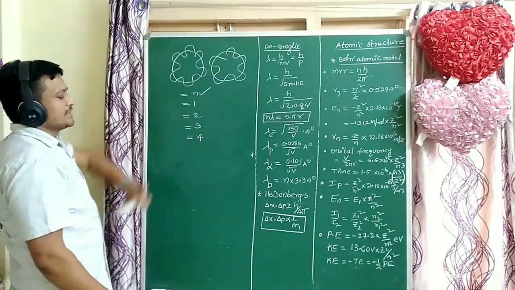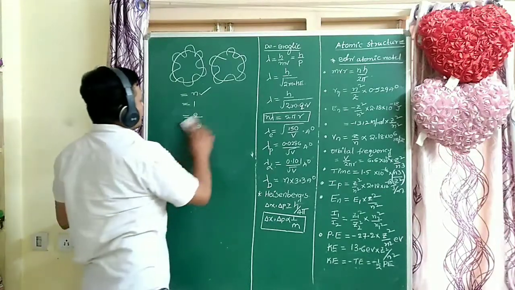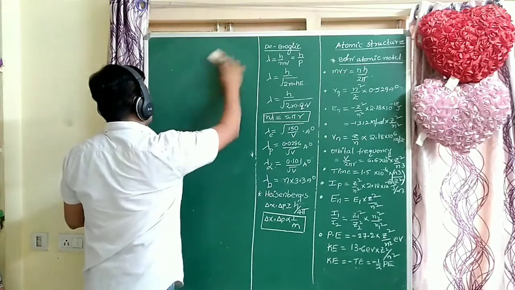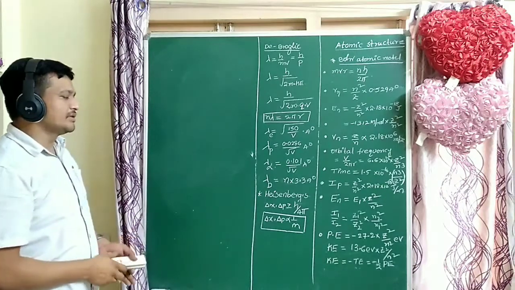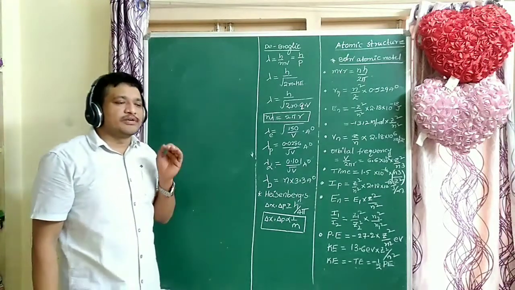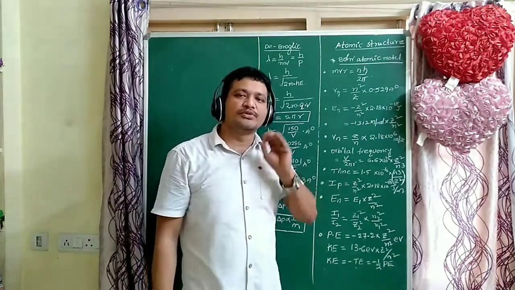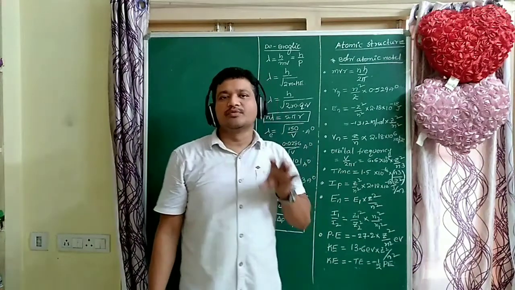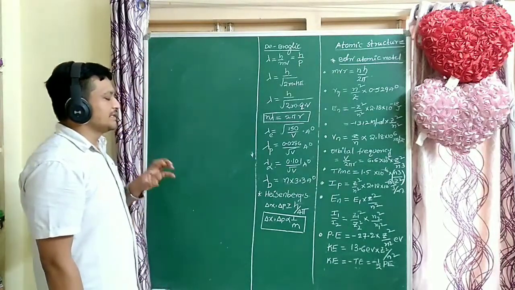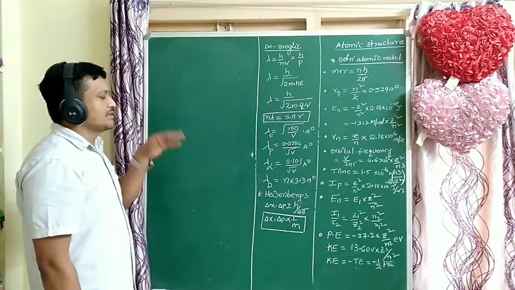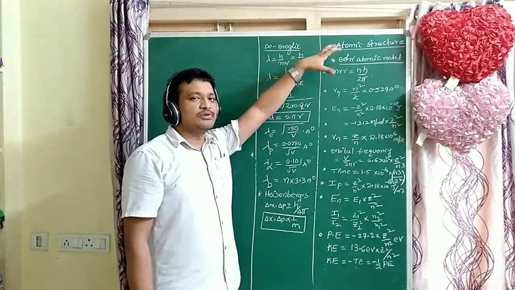So next, go to the Heisenberg uncertainty principle. This is a very important principle. So what is the Heisenberg uncertainty principle? It is impossible to determine the exact position and momentum simultaneously. That is called the Heisenberg uncertainty principle. It is applicable to microparticles, not applicable to macroparticles. It is against the Bohr theory.